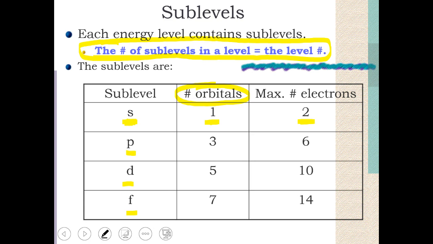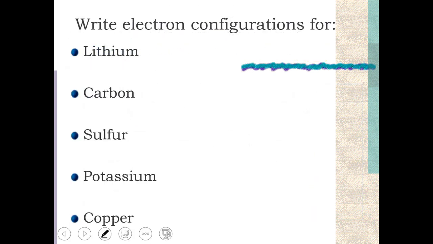A p sublevel has 3 orbitals, which means it can hold 6 electrons. A d sublevel has 5 orbitals, which means that it can hold 10 electrons because each orbital can hold 2 electrons. And an f sublevel has 7 orbitals, so it can hold a total of 14 electrons.